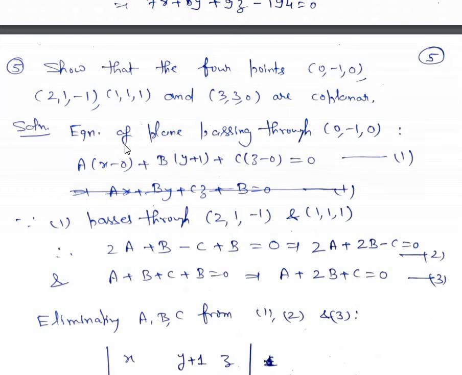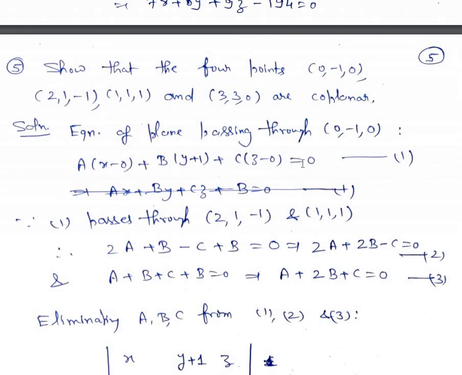Now let's find the equation of the plane passing through 0, minus 1, 0. Use the one point form. So we have a into x minus 0 plus b into y plus 1 plus c into z minus 0 is equal to 0. This is the equation of the plane passing through this point. Now because this plane also passes through these 2 points, put x, y, z as 2, 1, minus 1 and x, y, z as 1, 1, 1. So we get these two equations: 2a plus 2b minus c is equal to 0, and a plus 2b plus c is equal to 0.